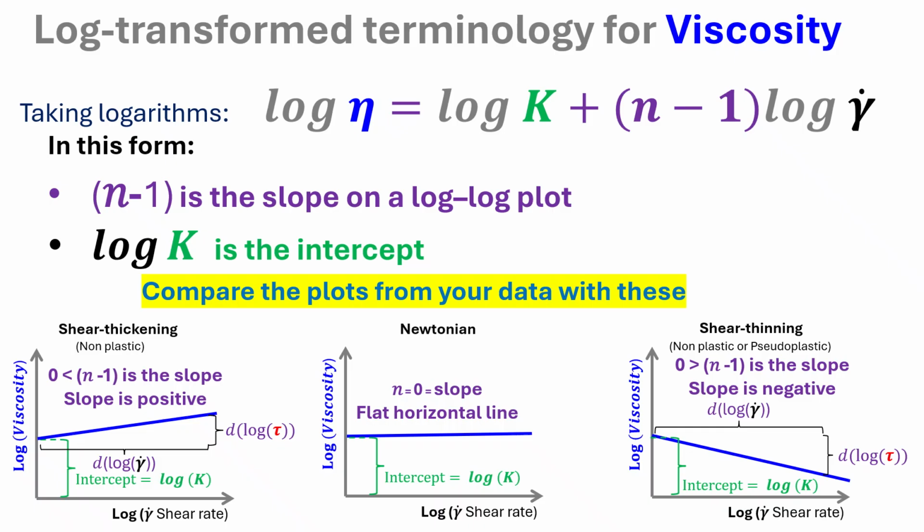If your index n is greater than 1, you will see this slope being slightly positive or positive. So again, this is useful to look at and to be able to tell me something about that flow index value from your data, by comparing it to these graphs, and you should be able to put that into your report.